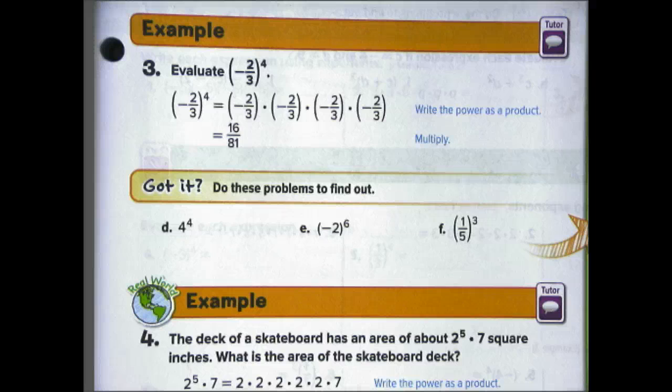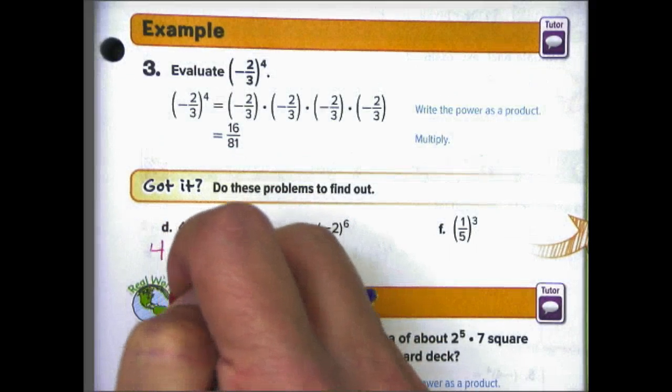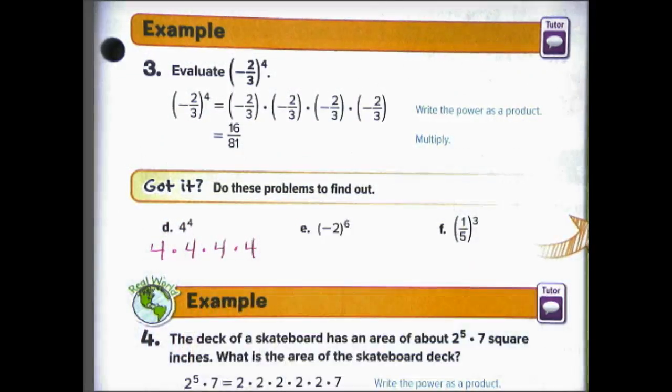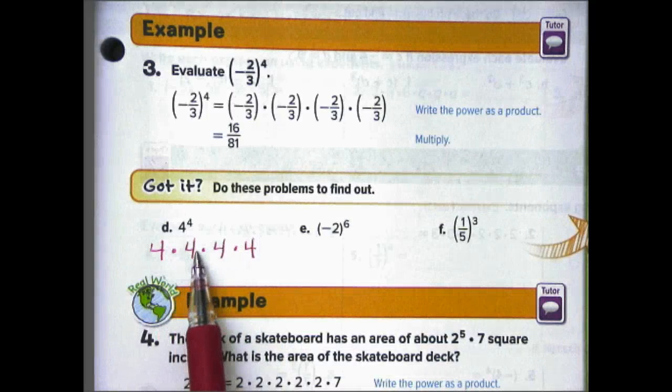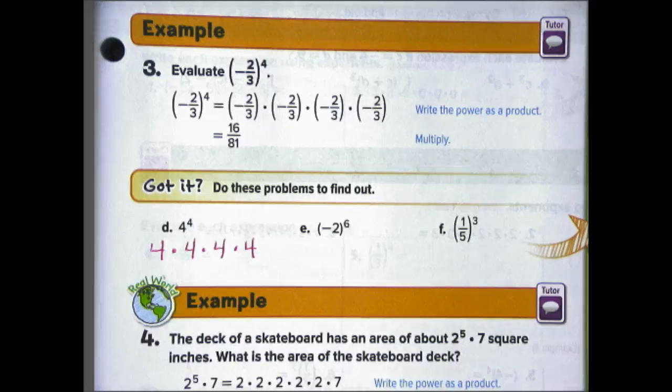Let's look at D on page 17. We have 4 to the 4th power. So we would multiply 4 times 4 times 4 times 4. 4 times 4 is 16. Times 4 is 64, times 4 is 256. So our answer to D would be 256.